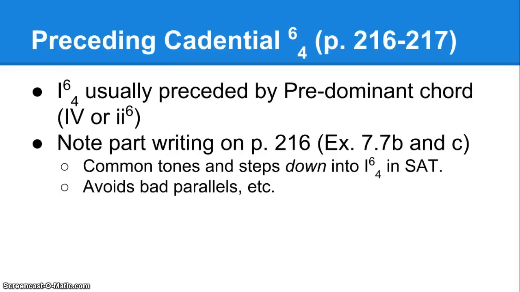Straightforward. So it's also important how we precede the cadential 6-4. It's usually preceded by a predominant function chord, 4 or 2-6. And if you note on page 216 that 4 and 2-6 approach the cadential 6-4 by common tones or steps down. That's very important as it avoids lots of part writing problems.